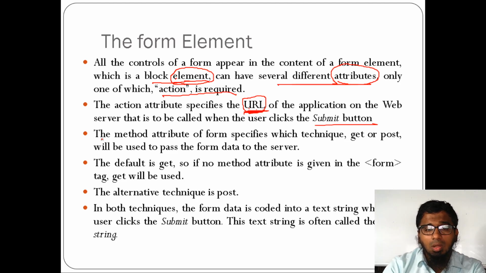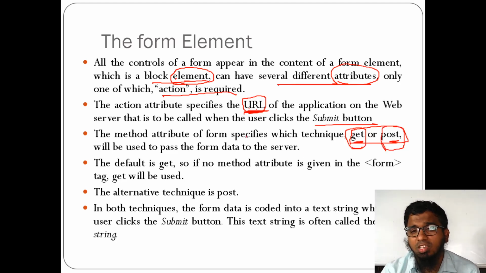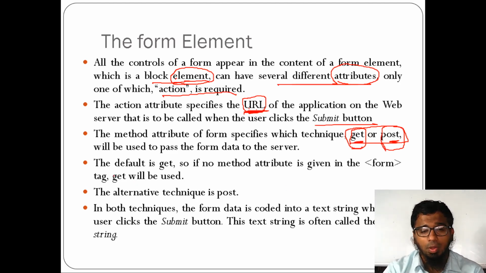Now, the method attribute of the form specifies which technique, get or post, will be used to pass the form data to the server. This is very important. Both do the same work, but one is less secure and the other is more secure. How? We will see the difference between get and post in the next slide.